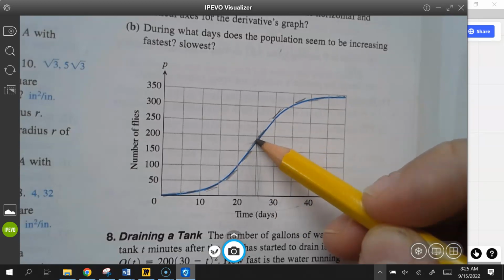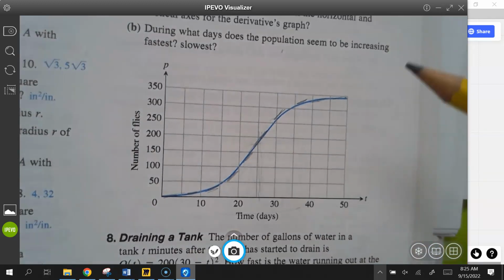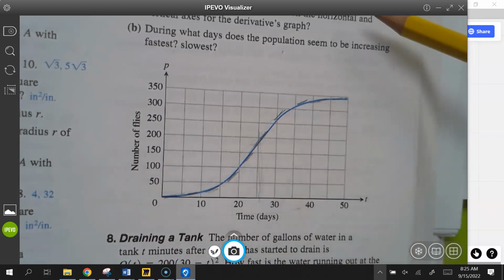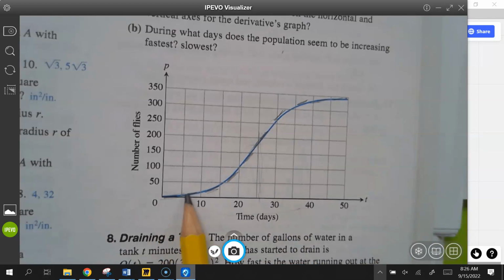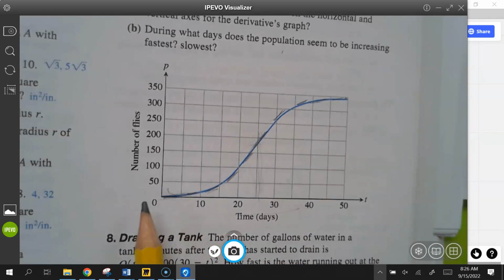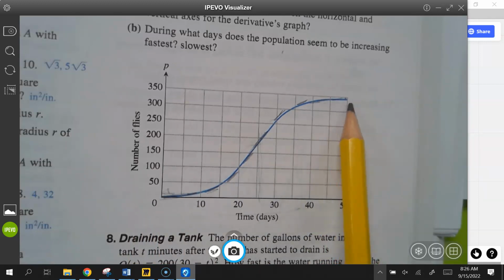If the slope is the biggest, it's changing the fastest, right? My rate of change is the biggest. Does that make sense? You okay? When does it seem to be increasing the slowest? That's right. I would say at the very beginning, right? Because that's when my slope is almost 0. And then at the very end of 50 days, because that's when it's evening out this way as well, and slope's getting closer and closer to 0. That make sense?